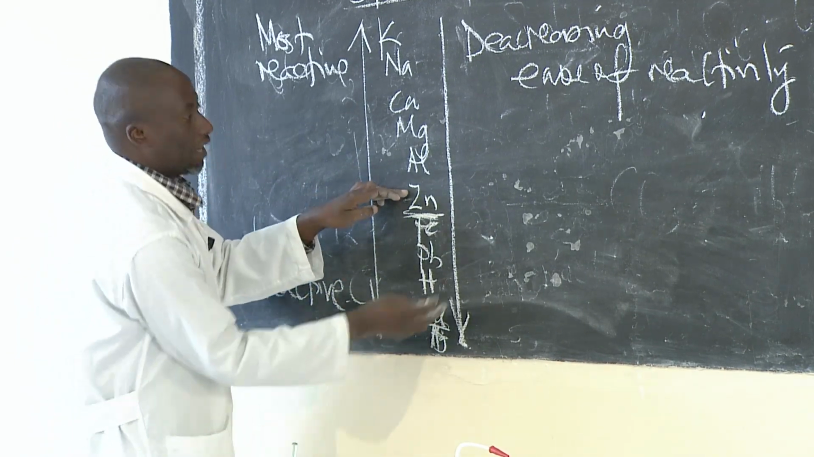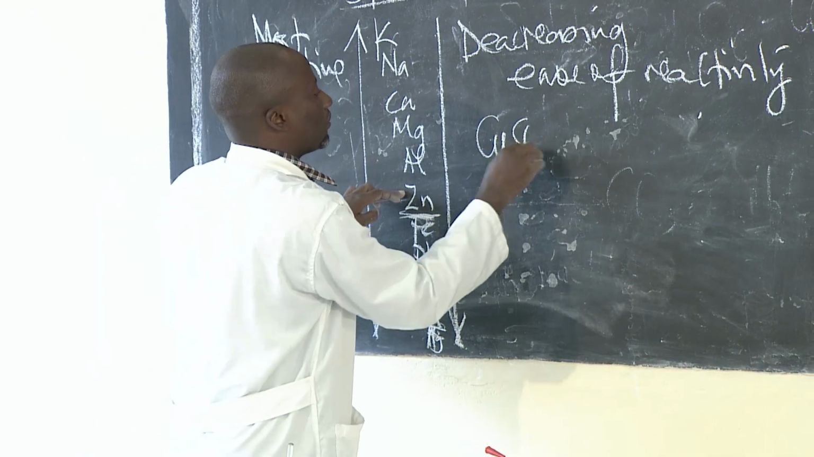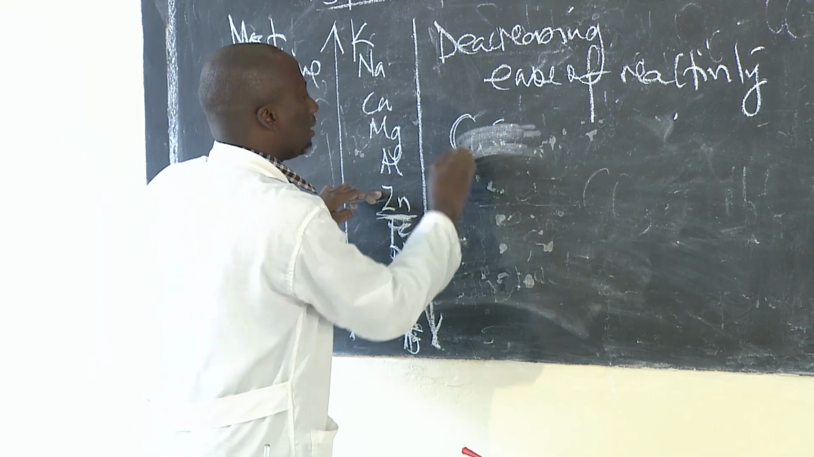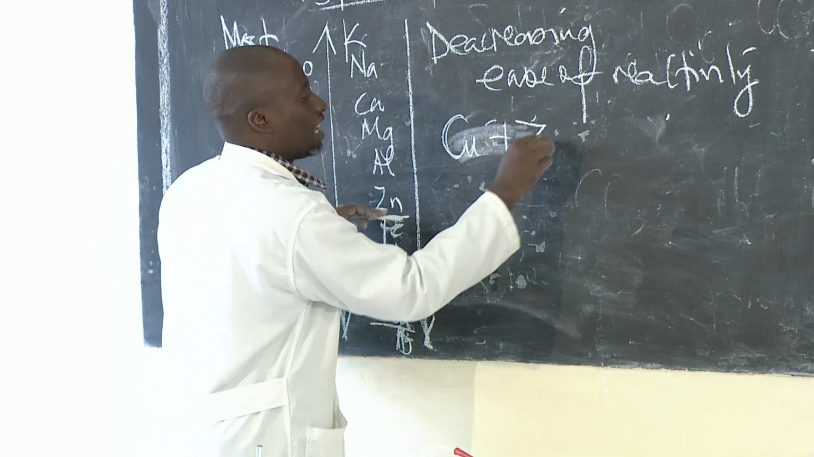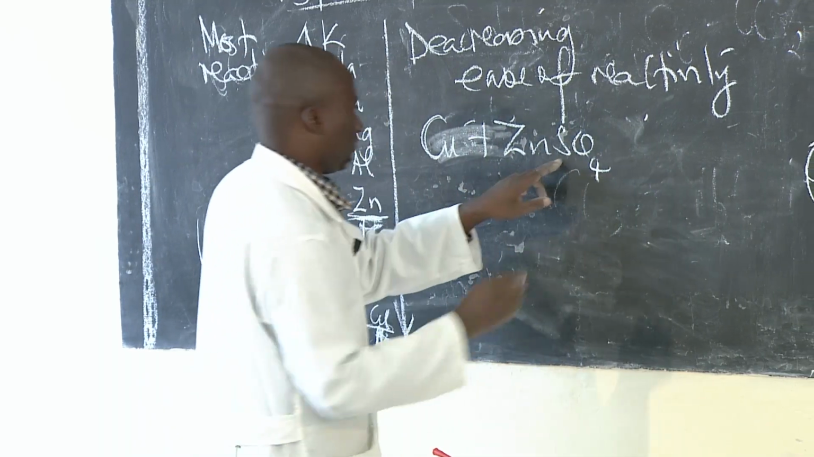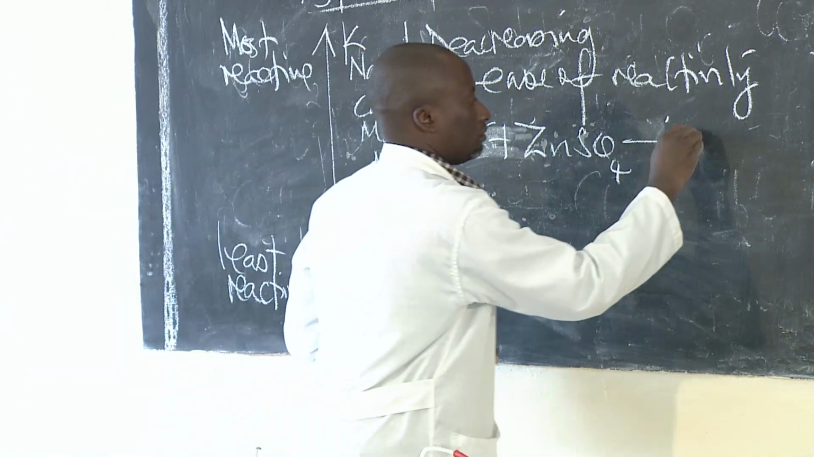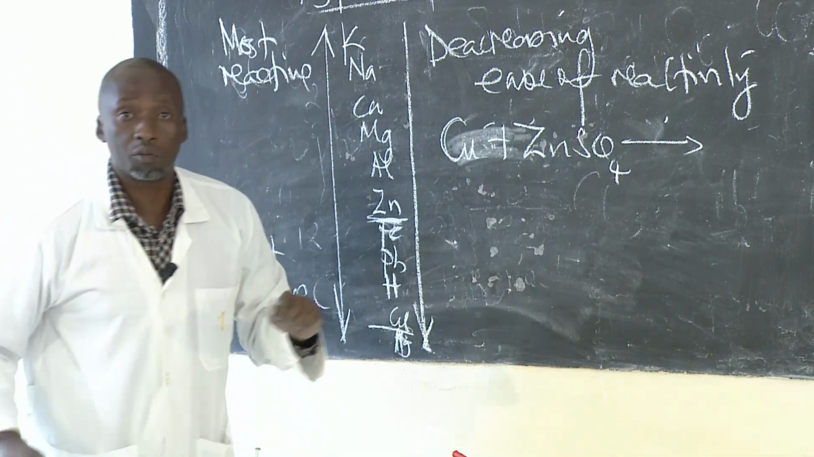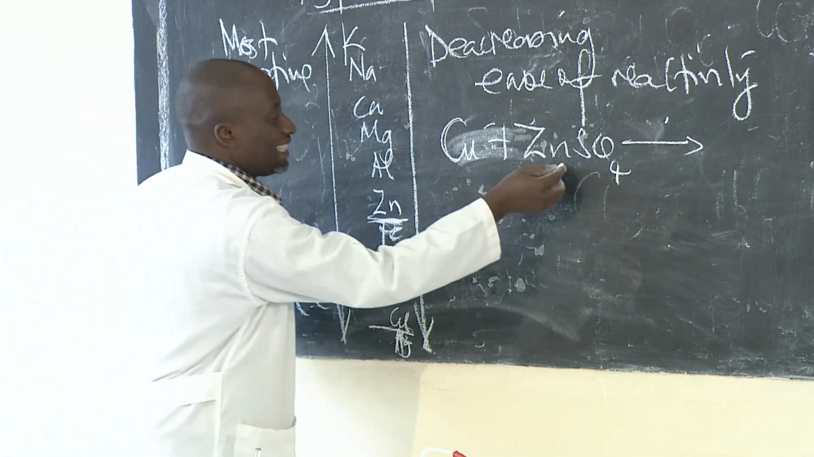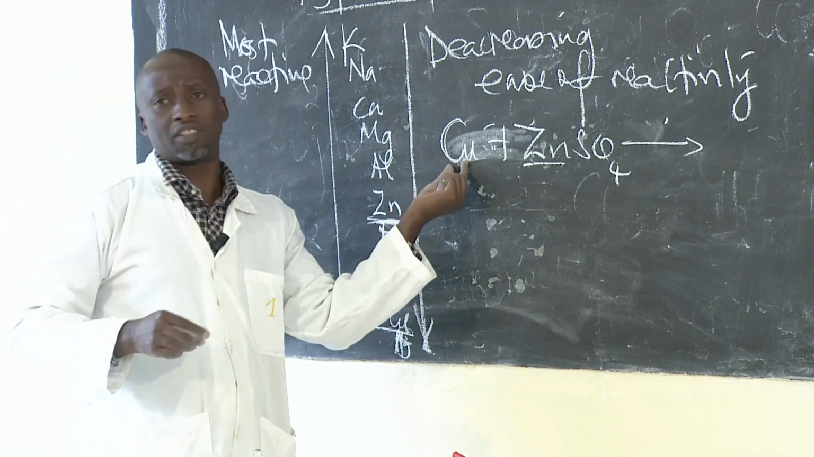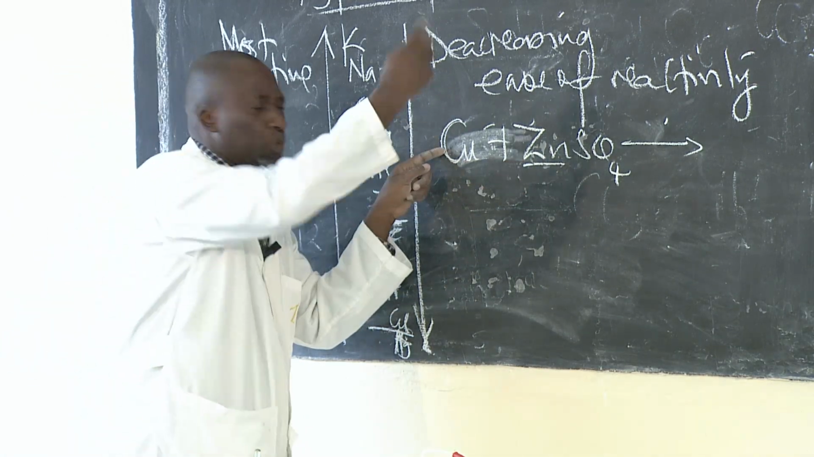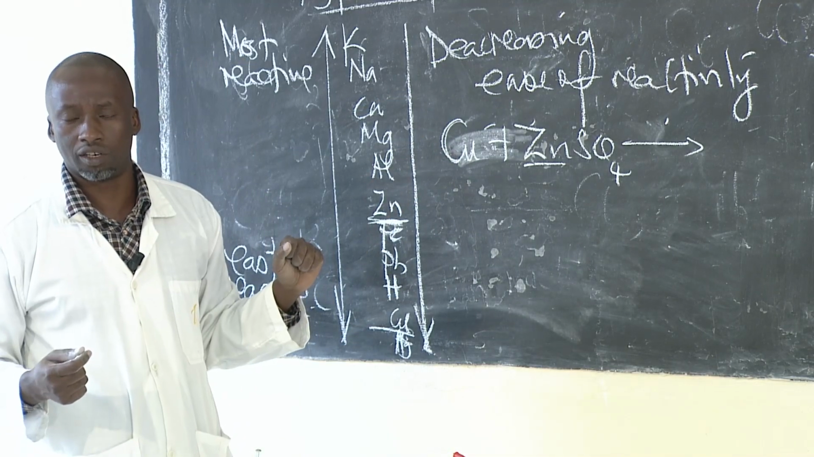But if you have, for example, copper sulfate, and now you have copper plus zinc sulfate, that is just an example I'm giving. This reaction won't take place. Why? Because zinc is more reactive than copper, so copper cannot displace it from its solution.